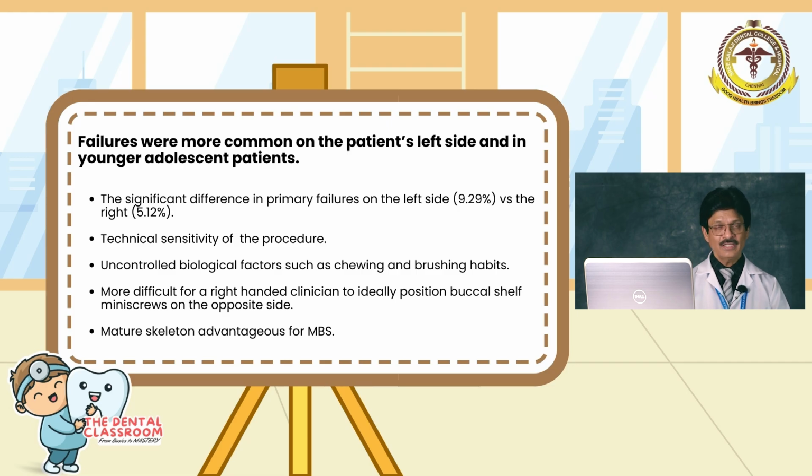And if you do it in a mature skeleton, that is to say in children or adolescents who have a mature skeleton, it is good. But in those who are in the growth period, around 13 or 14, the quality of the cortical bone in this area seems to be compromised, so the screws could fail here. That's the reason we need to stress that a mature skeleton is advantageous for MBS screws.